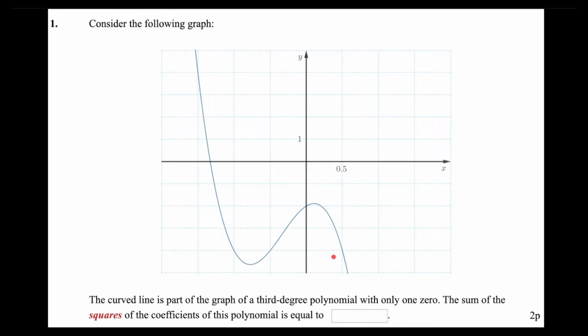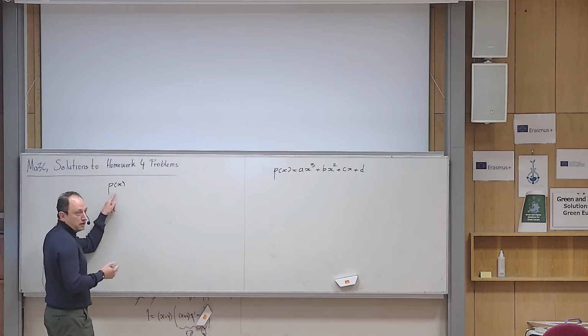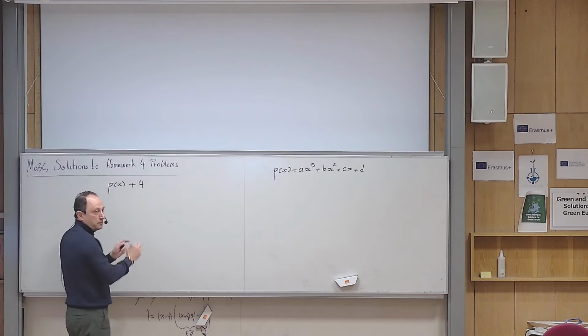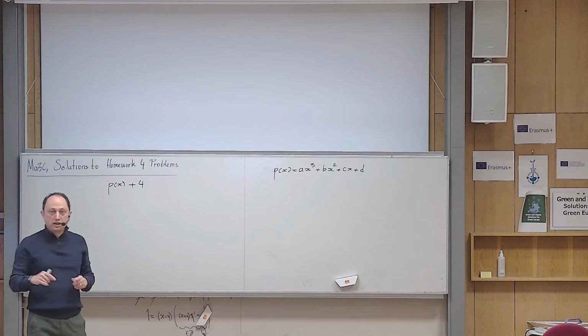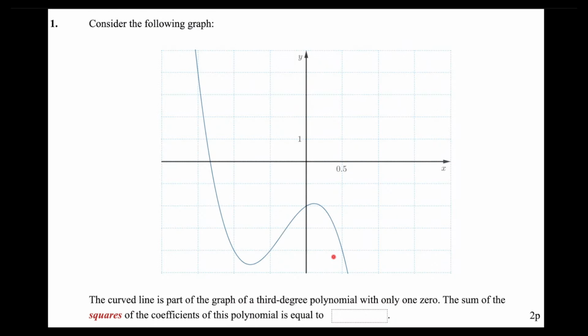Okay? So what does it mean? It means that if I shift this polynomial, how many units? 4 units upward, it becomes a third degree polynomial for which I can read all the zeros. Okay? Can you read the zeros after shifting?